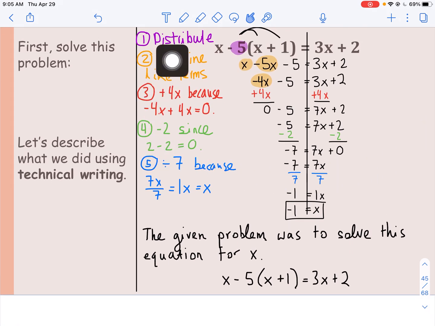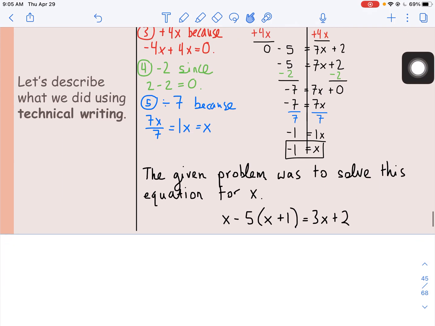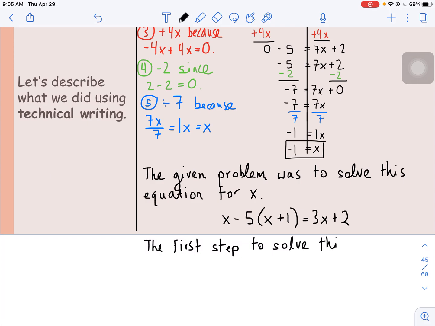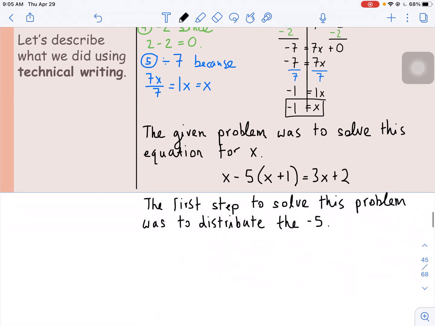Okay? The first step that we did was to distribute this -5. So I'm going to say the first step to solve this problem was to distribute -5.